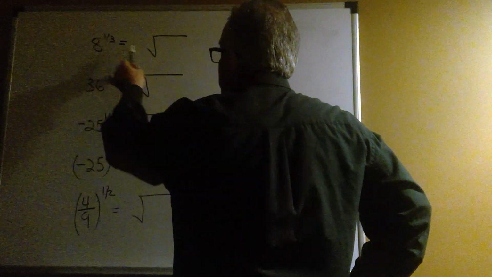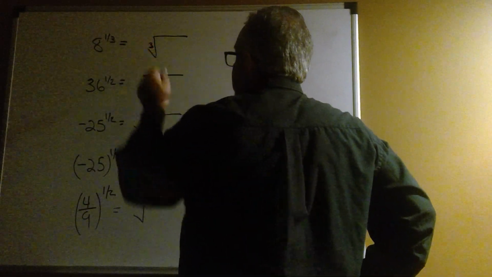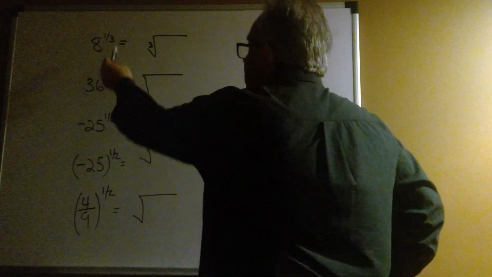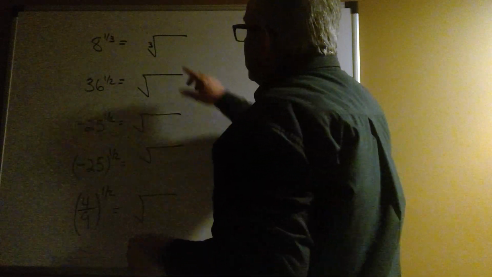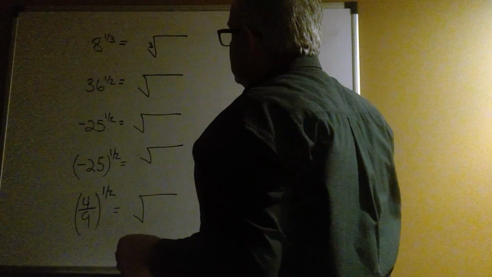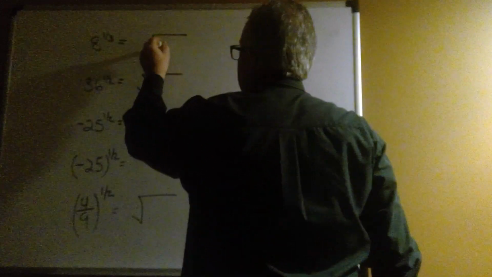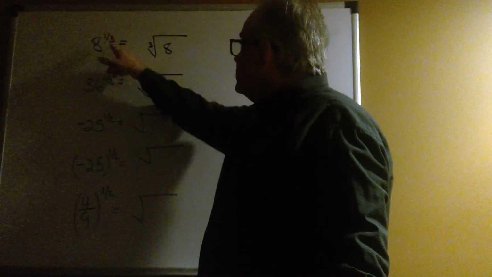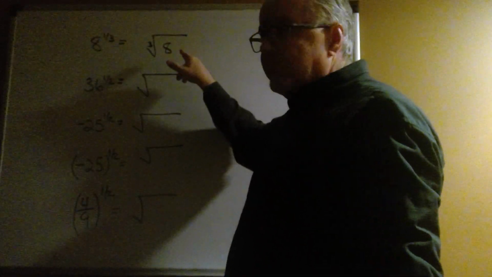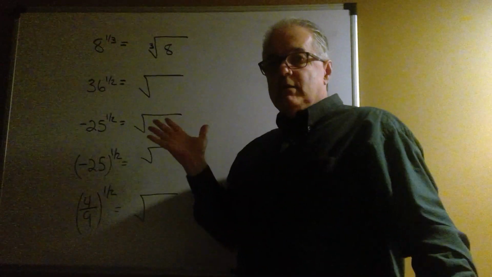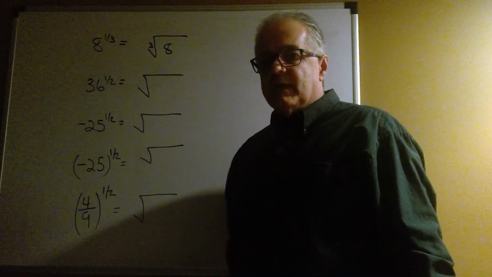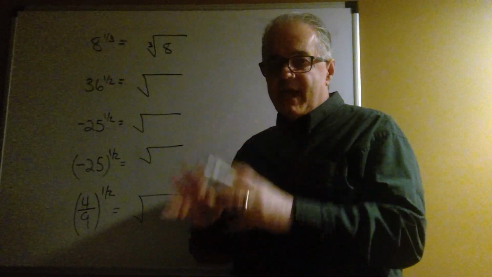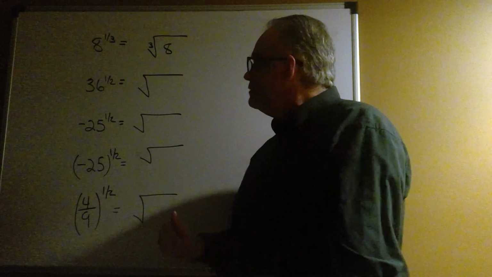All right, so let's see. This denominator is telling me what the index number is, so that's 3. The 1 is the exponent of what lies inside here, so that's going to be 8 to the first power. So this 8 to the 1/3 means the cube root of 8. You've got to remember the most important thing is the denominator is the index number.